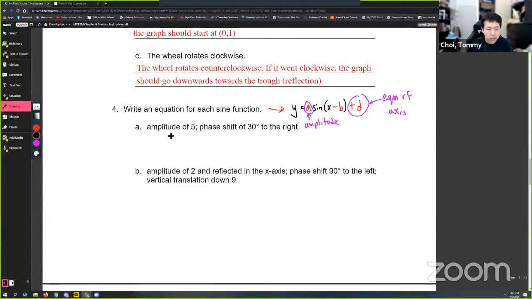So in this thing here, if it tells us the amplitude is 5, this is telling us that a equals 5. Phase shift of 30 to the right is telling us that b equals 30, right? So our final equation would be y is equal to 5 sine x, or theta, minus 30, and that's it. So that would be our equation here.